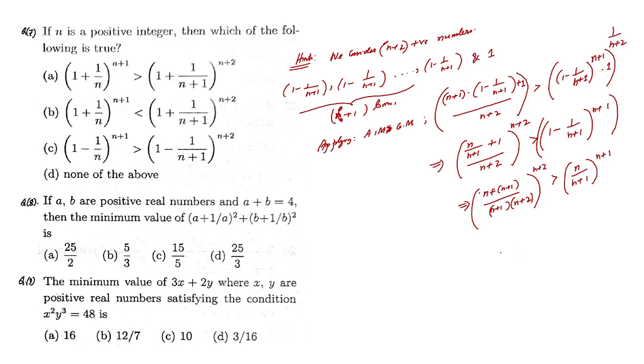And from that you can simply prove that 1 plus 1 by n whole to the power n plus 1 is greater than 1 by 1 plus n plus 1, to the power n plus 2. This is your exercise. You can prove it easily. So here the option is correct. All other options are false.